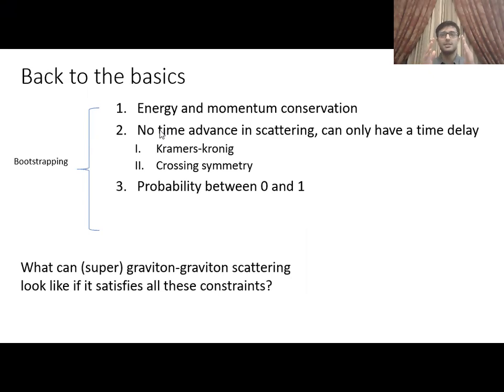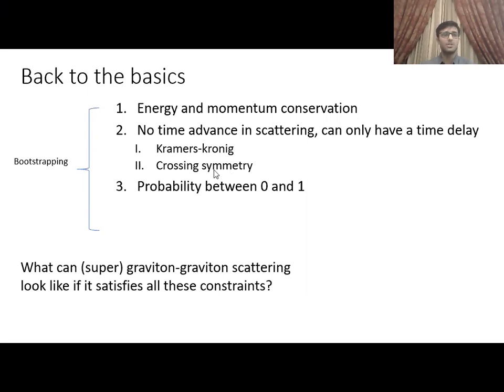We have two massless particles, gravitons, and they have spin too, right? They're approaching each other, and whatever interaction happens, they're going to be slowed down. They can't be sped up, basically. If you've got two detectors over here, if there exists a scattering interaction, they can only be slowed down. And that's what Kramers-Kronig and crossing symmetry encode.